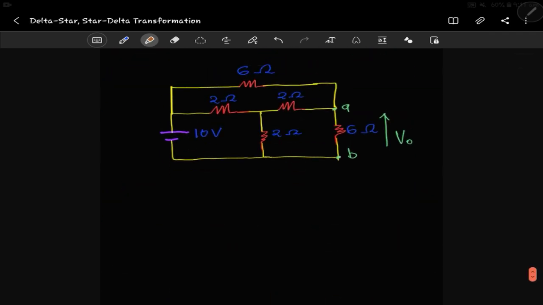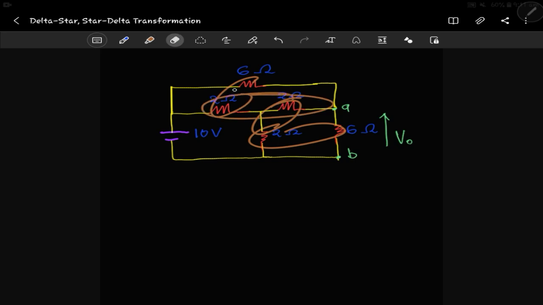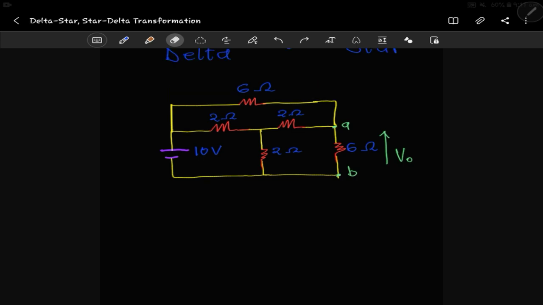You can't see clearly that these two are parallel, neither can you see these two are parallel, right? Neither can you see these two are in series. You can't even say these ones are in series, okay? So that's where what we call the star delta transformation comes in. It helps you to transform between the two.